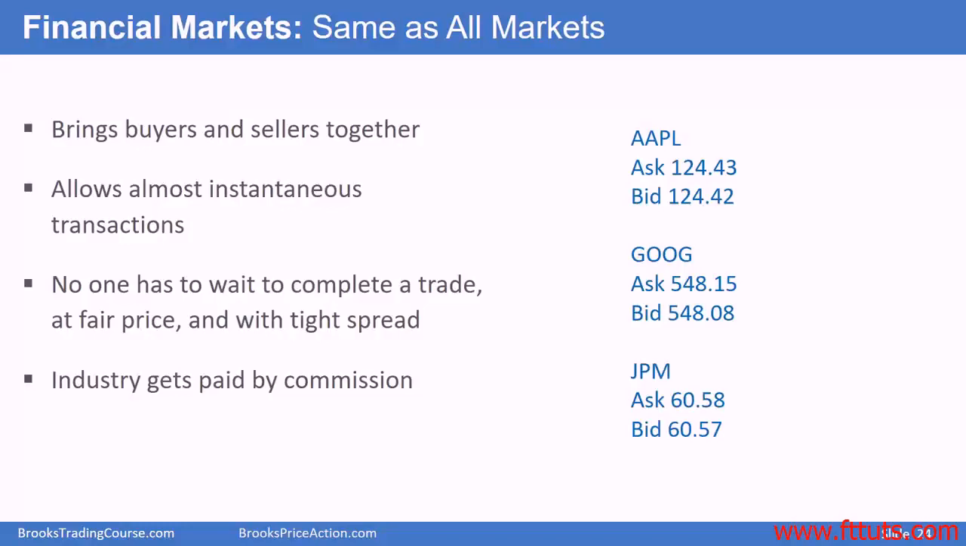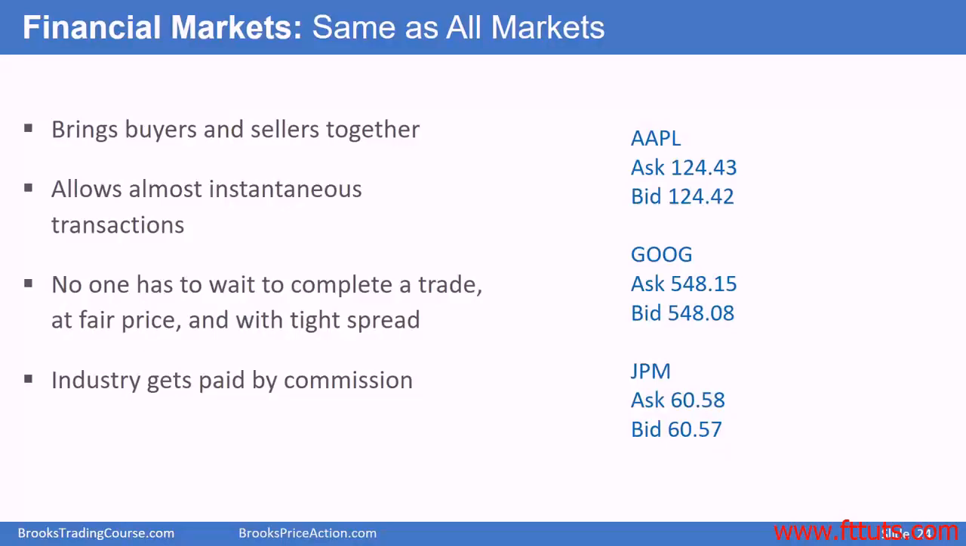And the stock market brings the buyers and sellers together, and they get almost instantaneous transaction. You do not have to wait to complete a trade at a fair price. You know that when you trade, you're buying at the exact appropriate price at that instant, and there's a very tight spread between the bid and the ask. So for example, if I wanted to buy Google, the ask is $548.15. I'm going to pay $548.15. If I want to sell Google, it might be 08, and that's not a very big spread. Here in JP Morgan, the spread might be just a penny. It's a much cheaper stock, a 1 penny spread.